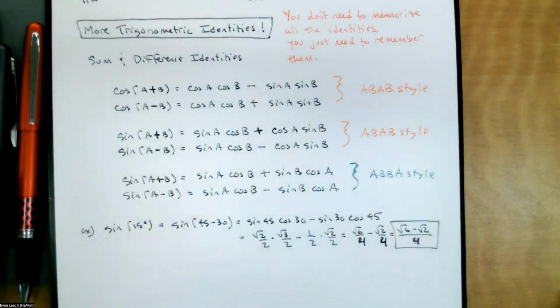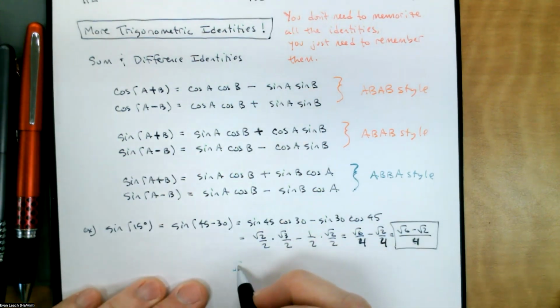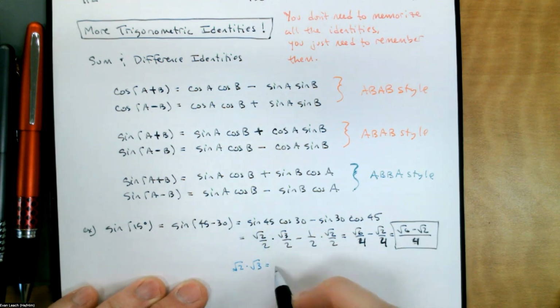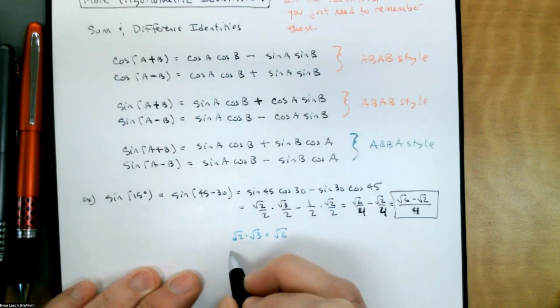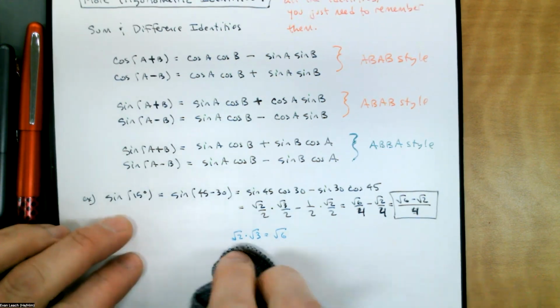So some of the cool stuff that's going on here. Square root of 2 times the square root of 3 is the square root of 6. Exponents distribute over products, not sums.